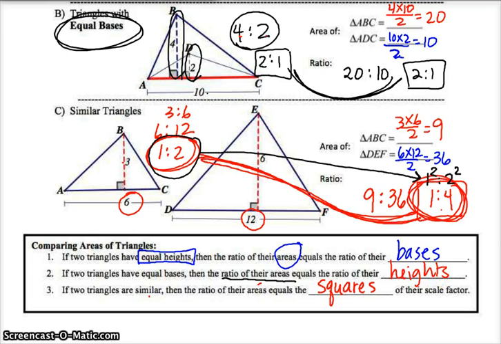Now notice, this does not have a little theorem written beside it. It's not a theorem. This does not appear on the theorem sheet, which means you need to remember it because yes, it will be assessed, but it will not be on your theorem sheet. So you need to remember these 3 things. If two triangles have equal heights, then the ratio of their areas is equal to the ratio of their bases. If they have equal bases, then the ratio of their areas is equal to the ratio of their heights. If they are similar, then the ratio of their areas is the square of their scale factors.